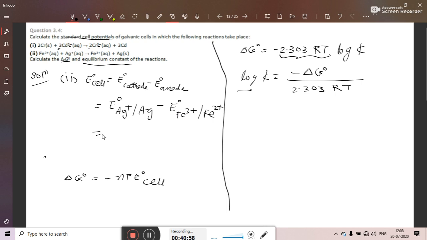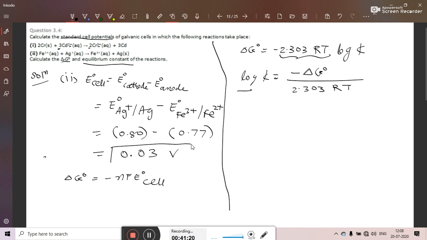Now the values of reduction potential from the table of the EMF series. For silver it is 0.80 and for iron it is 0.77. So our answer will be 0.03 volt. This is the first answer.